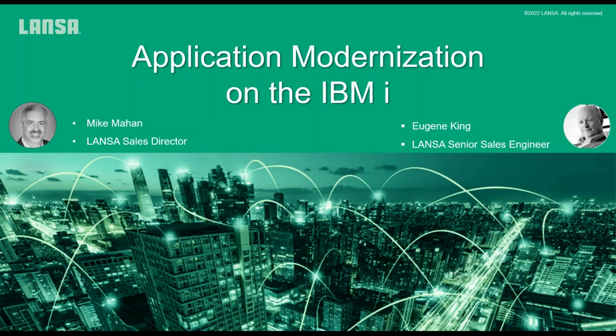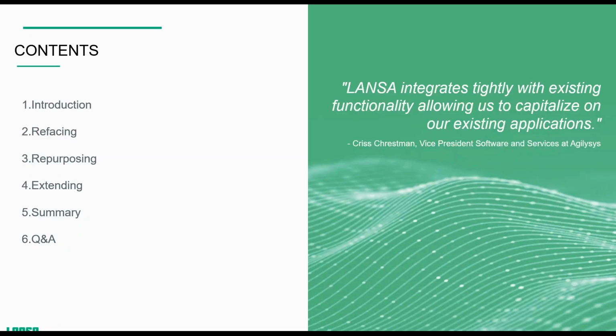So what we'd like to do is cover really three areas. We'll talk about refacing, so putting a different front end on the IBMI. Repurposing, which is really about adding value to the individual users, so extending what you want to do in your modernization process. And then finally, extending into adding additional applications to the IBMI. We'll finish with a question and answer session at the end.